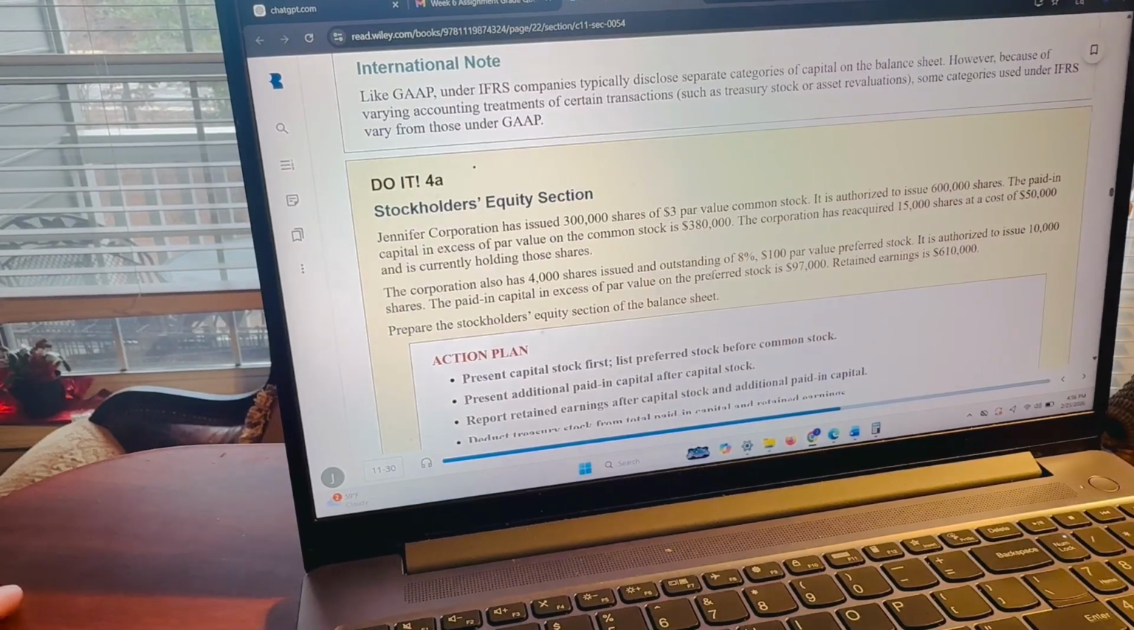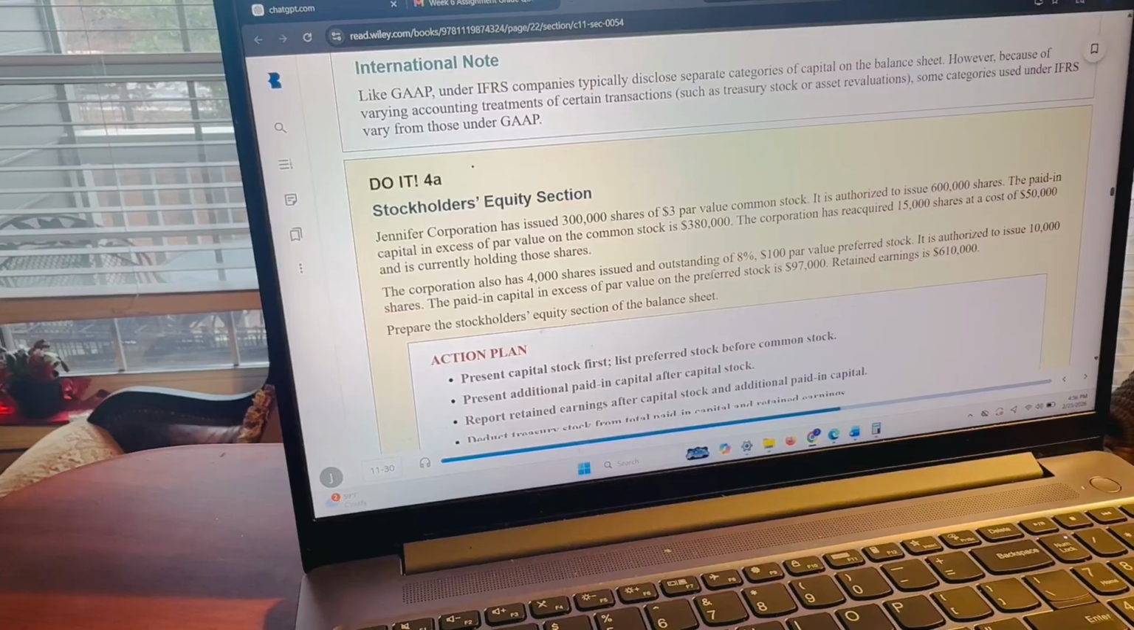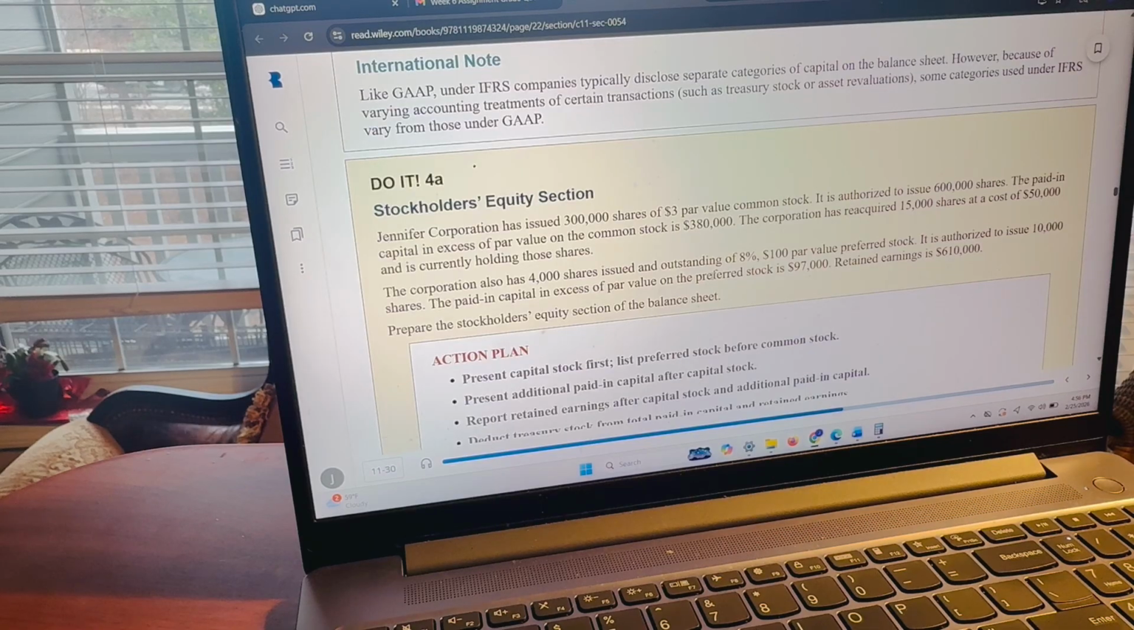All right. So Jennifer Corporation has issued 300,000 shares of $3 par value common stock. It is authorized to issue 600,000 shares. The paid in capital in excess of par value on the common stock is $380,000. The corporation has reacquired 15,000 shares at a cost of $50,000 and is currently holding those shares. So let's attack this part first.